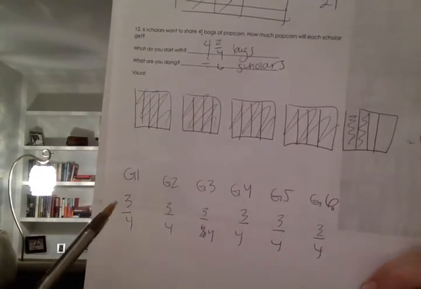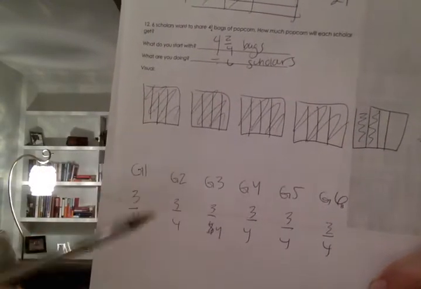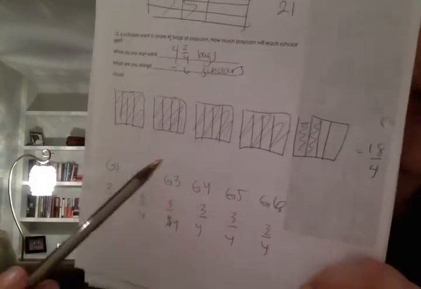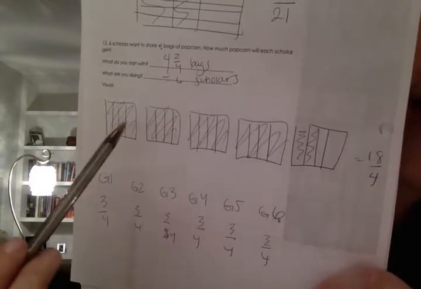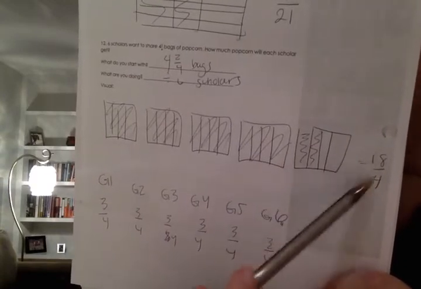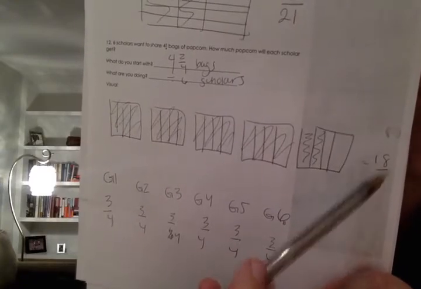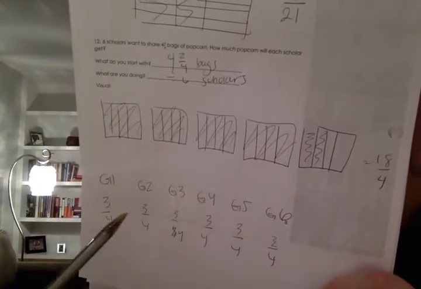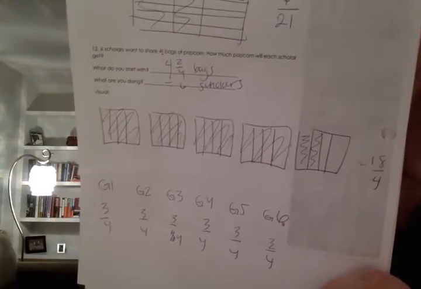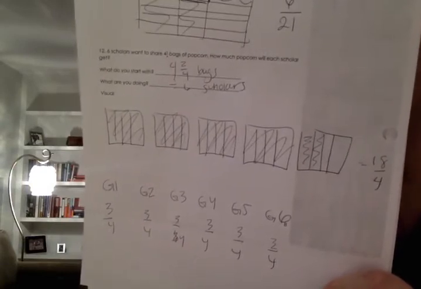Broke them into groups. Each of these sections represents a 4th. So I'm going to try to just separate my sections out into my groups and see what I get. Here's a way to think about it. I have 4, 8, 12, 16, 17, 18 fourths. Since each of these is 1/4, and I have 18 of them, I have 18 fourths. 18 divided by 6 is 3. So I'm going to end up with 3/4 in each group. The equation for this problem is 4 2/4 divided by 6.